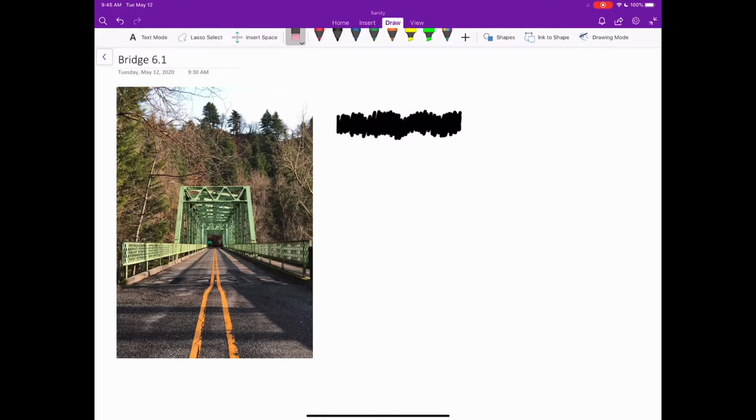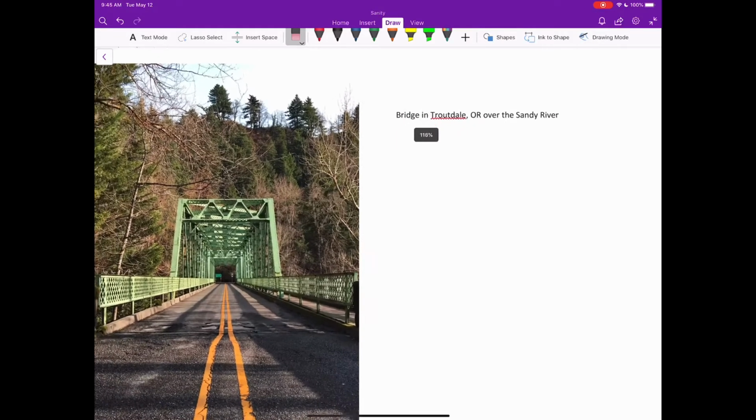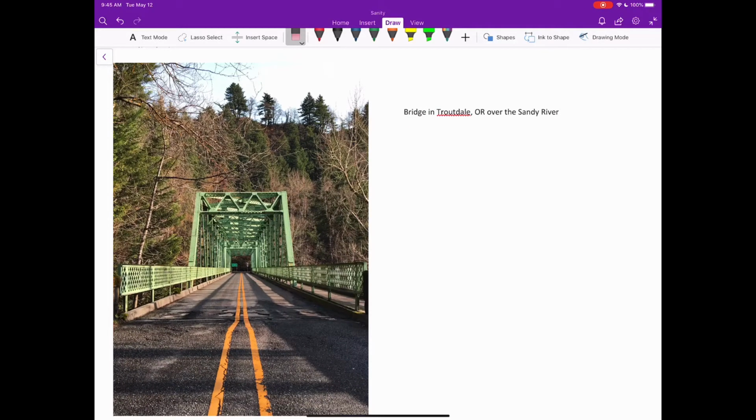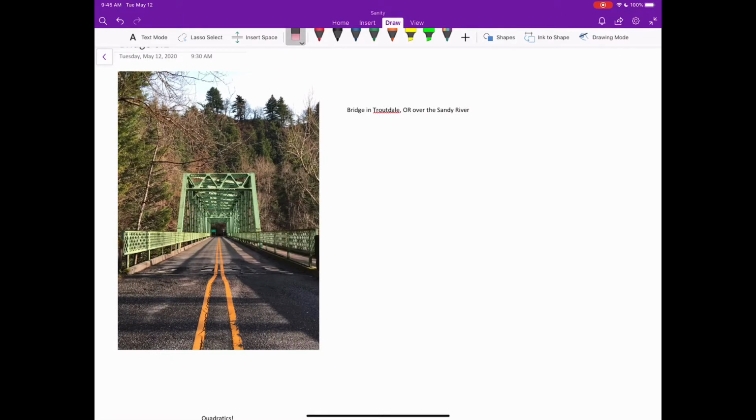All right, so now we're technically in unit 7, and we're gonna look at some quadratics. Maybe you've heard of them before. First, I got a bridge of the day for you. Any guesses? It is the bridge in Troutdale, Oregon over the Sandy River. Very pretty. I like that green.